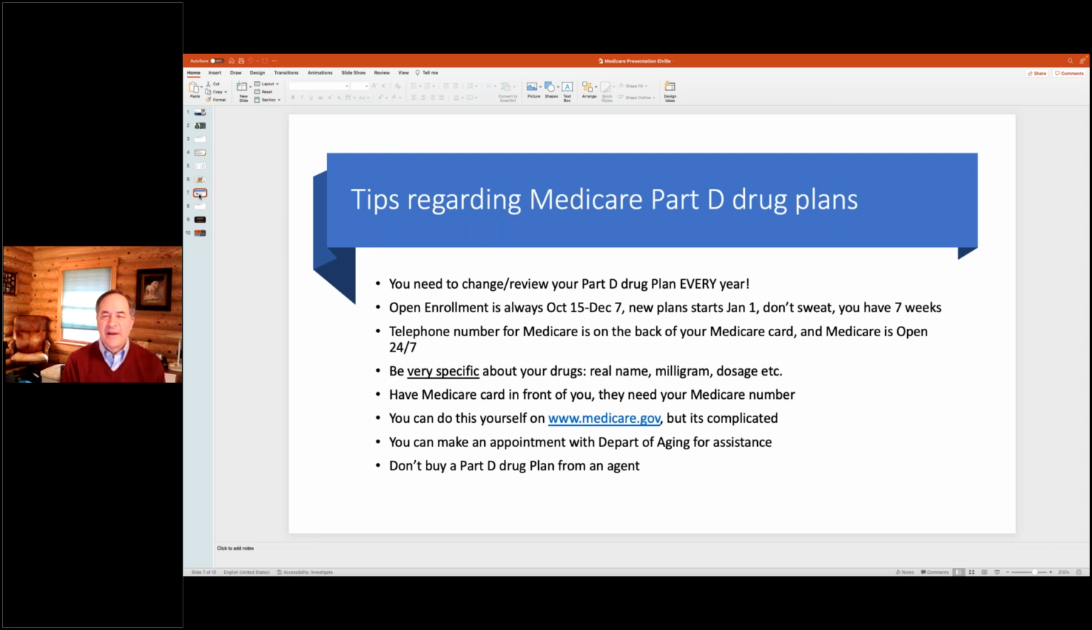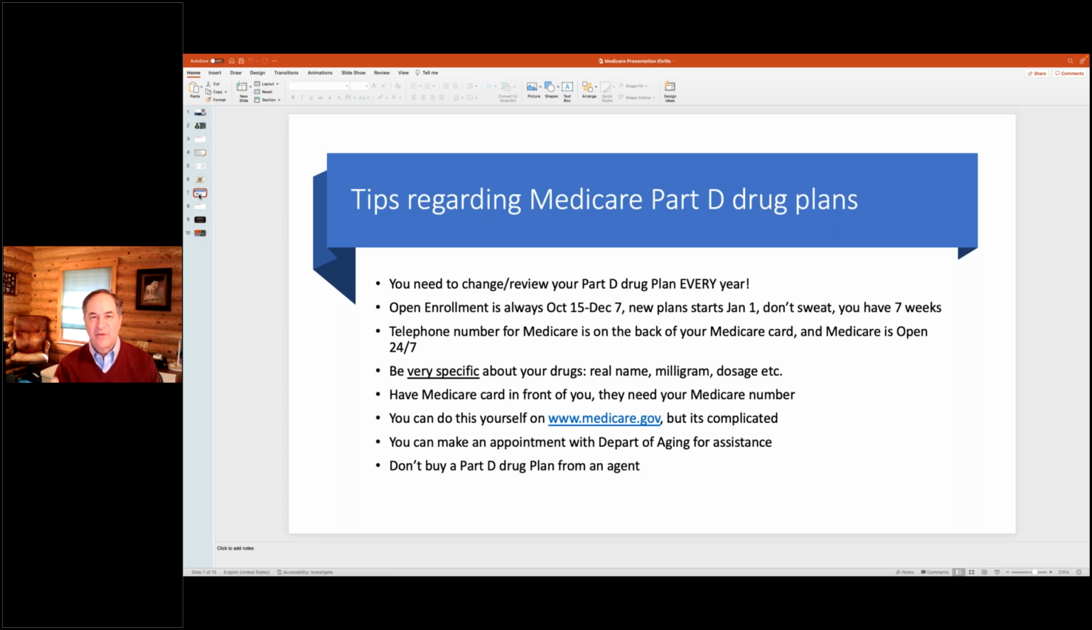Tips regarding Medicare Part D drug plans. Change or review the plan every year. Open enrollment is always October 15th through December 7th, and then your new plans begin January 1. And I want to point this out, don't sweat it.